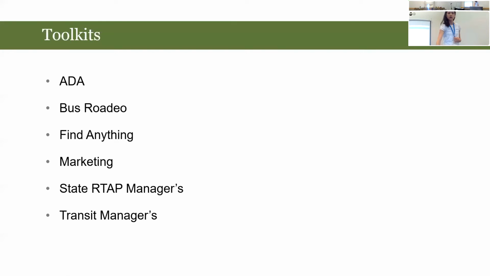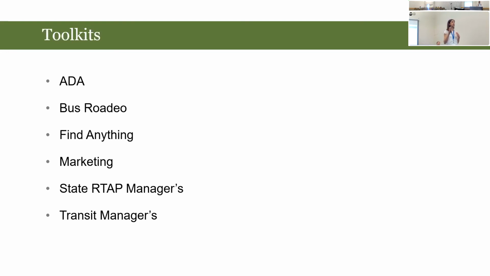Okay, so toolkits. Just wanted to highlight. So these are our toolkits. We have an ADA one, one about running a bus rodeo, which tends to be more at the state or transit association level, but that's there. It's a great way to get drivers in competition and something fun to do, show off their skills. Find Anything is really about accessing information.